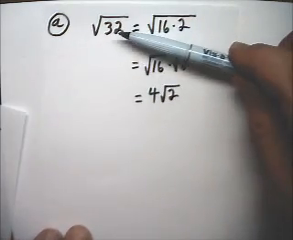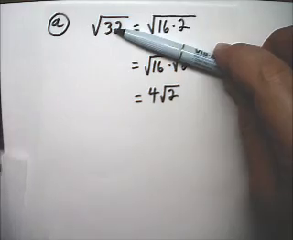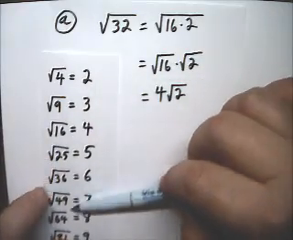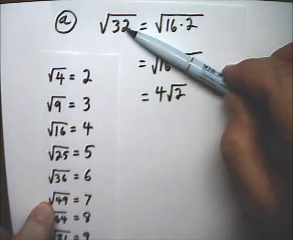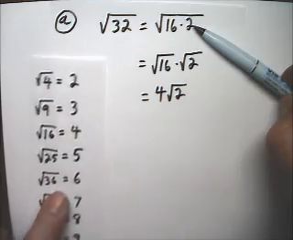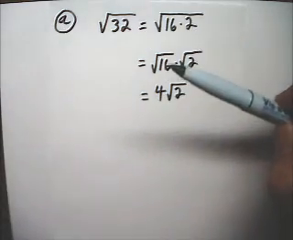So to simplify radical 32, I look for any of these things that 32 can be broken up into, and I broke it up into 16 times 2 to get 4 radical 2.